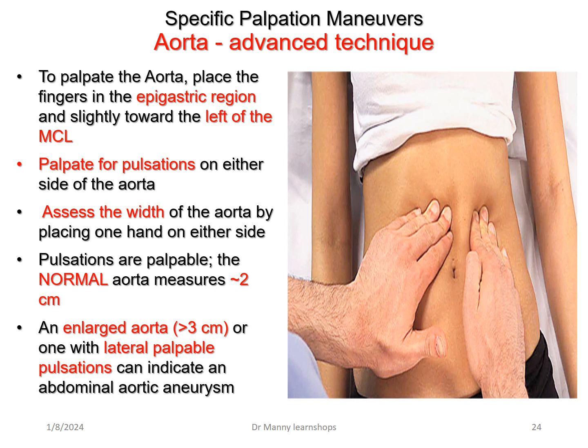To assess the width of the aorta, you place one hand on either side. Pulsations are palpable. The normal aorta typically measures about 2 centimetres. An enlarged aorta is greater than 3 centimetres, or one with a lateral palpable pulsation can indicate that there is an abdominal aortic aneurysm. But caution is always advised.